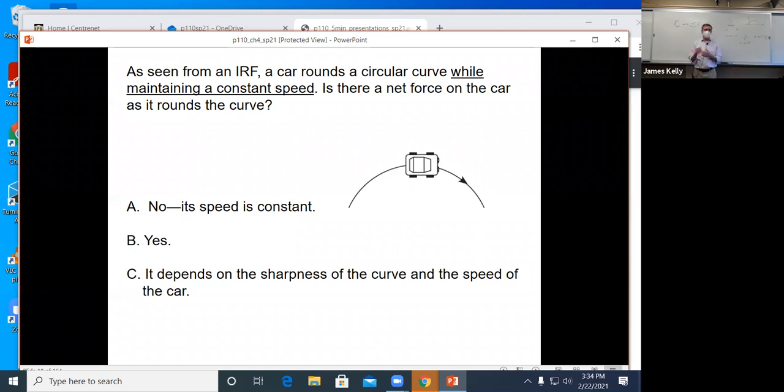Let's just see a quick vote. I know I didn't give you enough time, but I want to see if somebody can help verbalize it for me. The ones I'm seeing held up are by and large almost all B's. Who wants to explain why we can conclude that there must be a net force on the car during the process of that motion when it's going around the curve, given that the perspective we're seeing it from is one of an inertial reference frame?